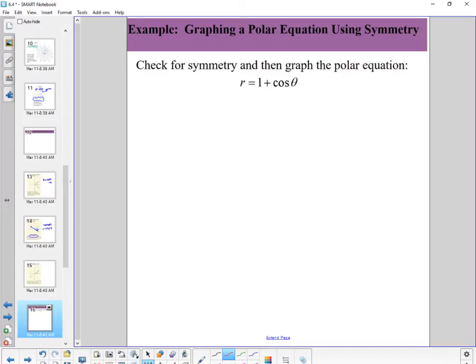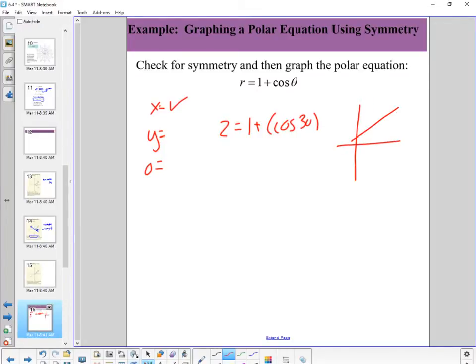Checking. X, good. Y, don't know. And origin, I don't know. Which one do we want to check next? Y? We're going to have to change both of those. So we had R is equal to 1. Let's pick an R in this case. We know that it's a 2, right? So we'll go 1 plus cosine. We'll do 30 first, and then for the check one, we'll do negative 30. So here's my triangle. Here's 30: 1, 2, radical 3.